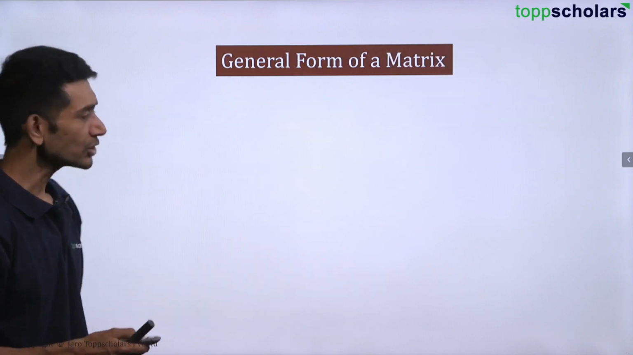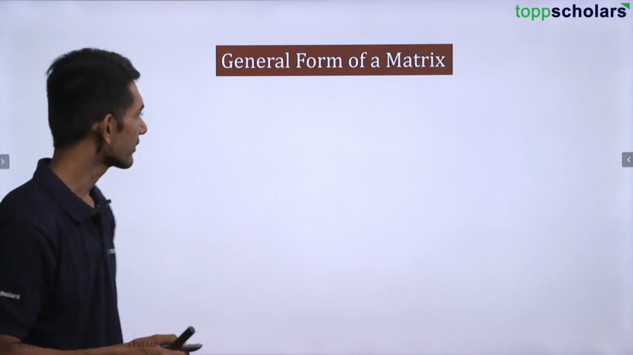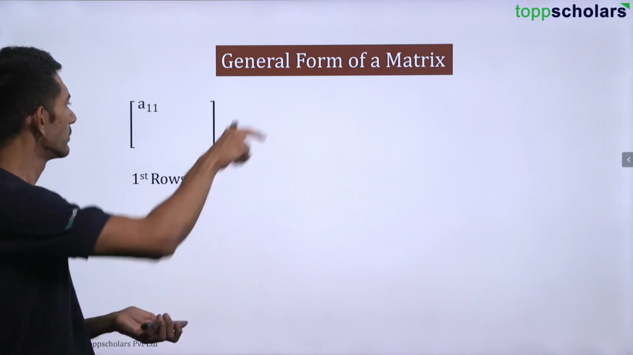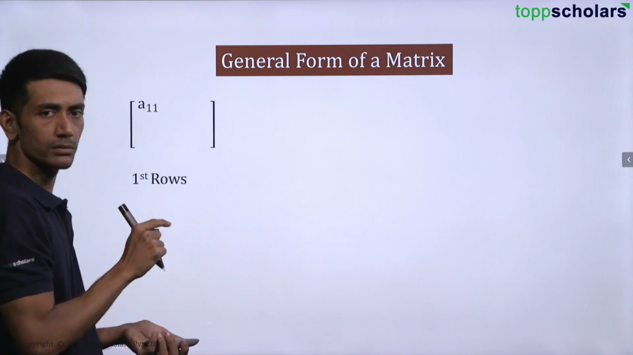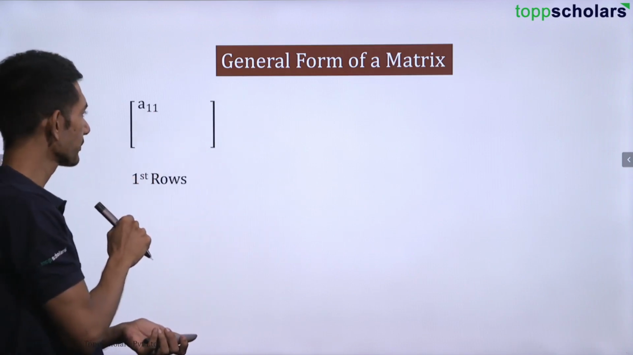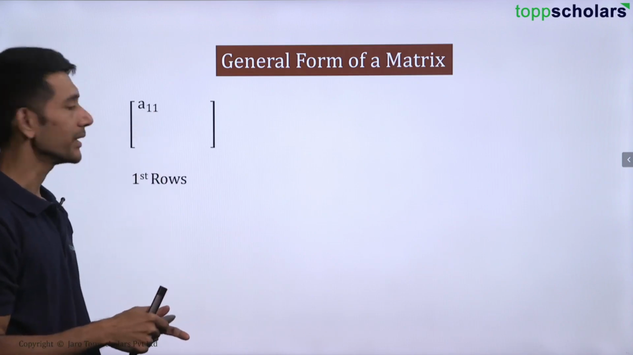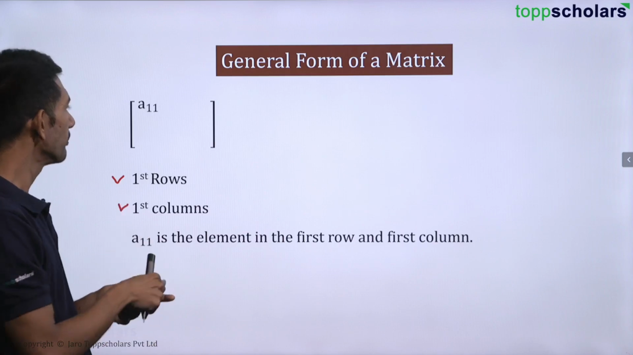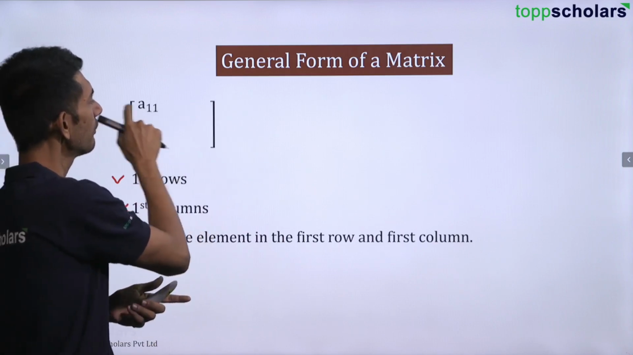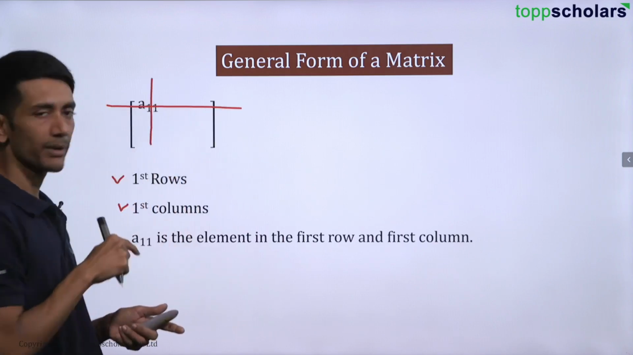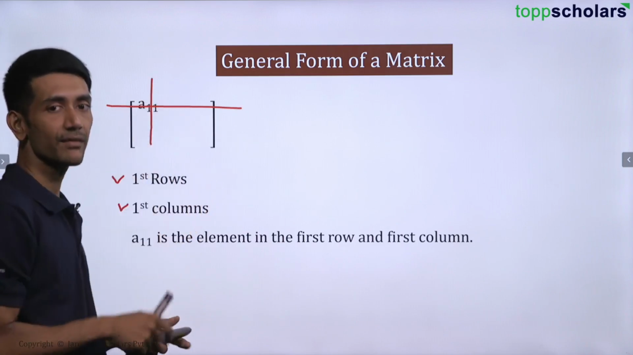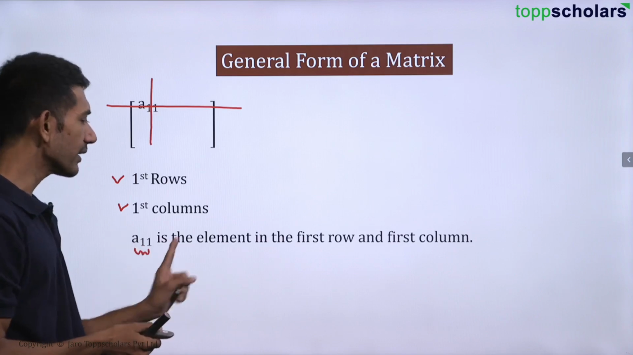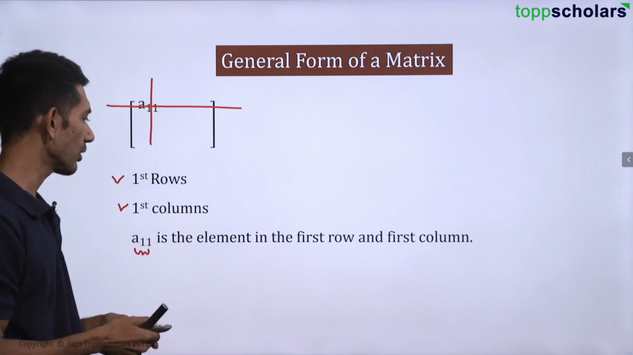Okay. Now let us talk about the general form of a matrix. So observe. The first row and the first element is given by A11. So first row and first column. Basically this element belongs to first row and first column, right? I can say R1 and C1. So we call it A11. So A11 is the element in the first row and first column.